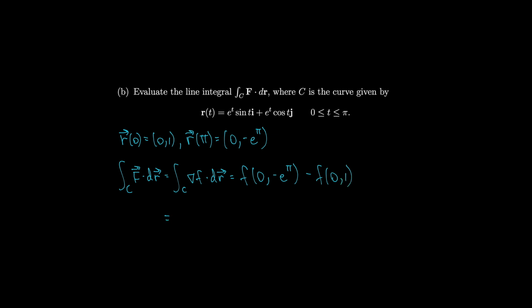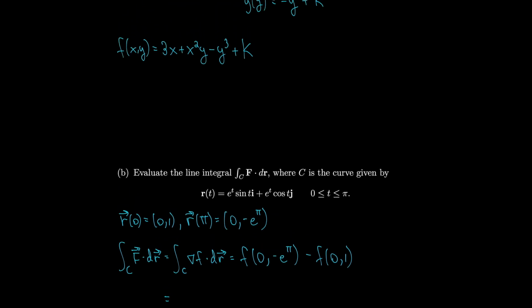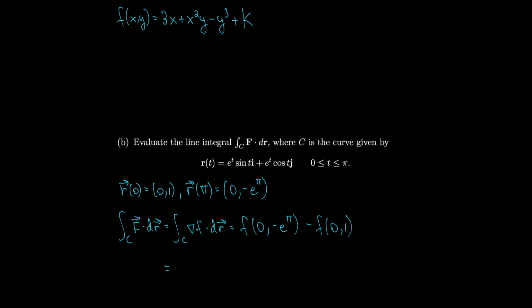So plugging that into our potential function that we came up with over here, notice we're doing the fundamental theorem. Just like in the fundamental theorem of calculus, it didn't matter what constant you chose. So we always just chose c to be equal to 0 to be convenient. So we can just choose k to be 0 because it'll cancel when we subtract anyway. So we'll choose k 0 and we'll plug in 0, minus e to the pi for x and y, and then we'll plug in 0 and 1 for x and y, and we'll subtract. And we get e to the 3 pi minus 1, which is e to the 3 pi plus 1.